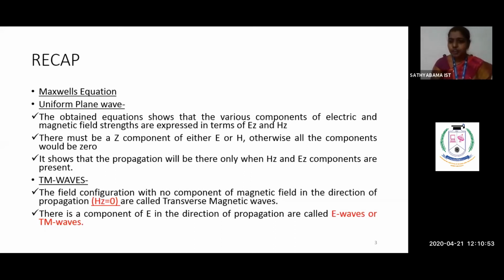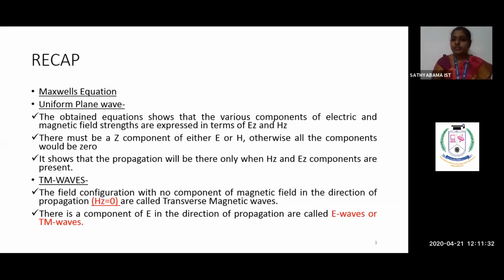So in a uniform plane wave, you have 3 directions and 6 components, but in the direction in which the wave is propagating, the component does not exist. For example, if the wave is propagating in Z direction, EZ and HZ will be equal to 0, but its effect will be seen in the other 2 directions, X and Y. And E, H, and the wave propagation, all 3 of them will be perpendicular to each other based on the thumb rule. This is what the uniform plane wave taught you.